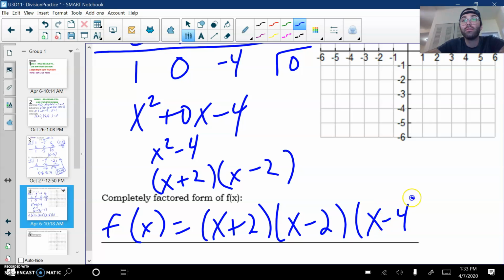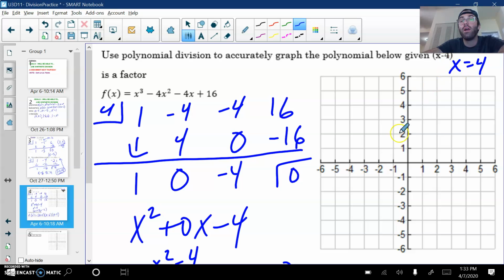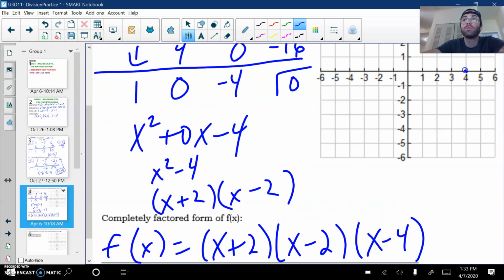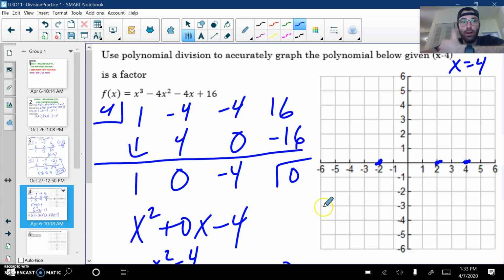4 from the beginning. All right, that x minus 4, remember, came from here. Now, if I have x minus 4 as a factor, that means x equals 4. If I have x plus 2 and x minus 2, that means I have x equals 2 and x equals negative 2. Okay, I want to draw a quick sketch of my graph.